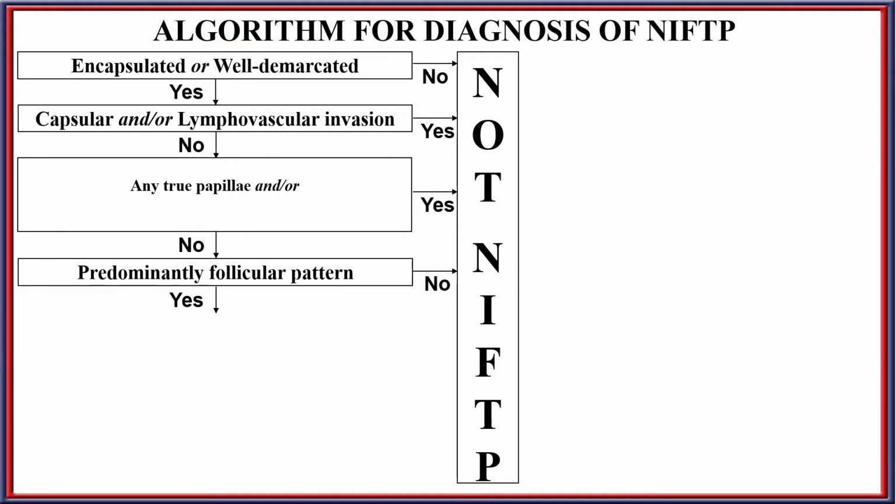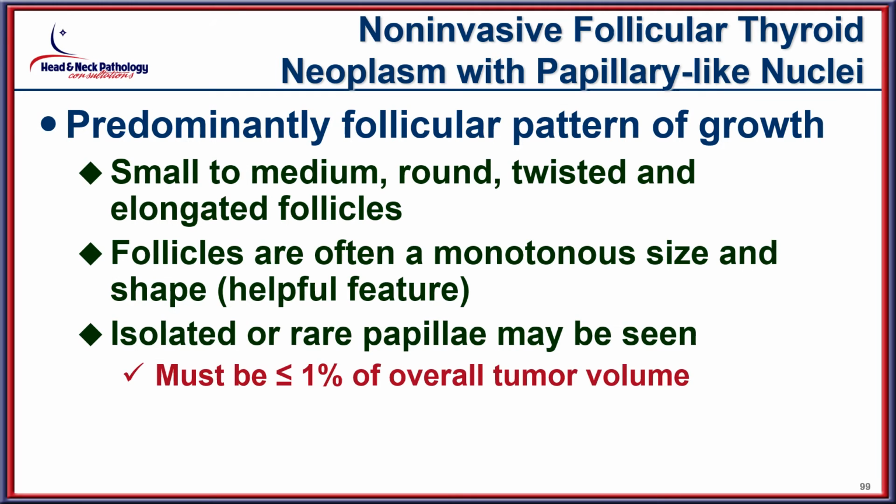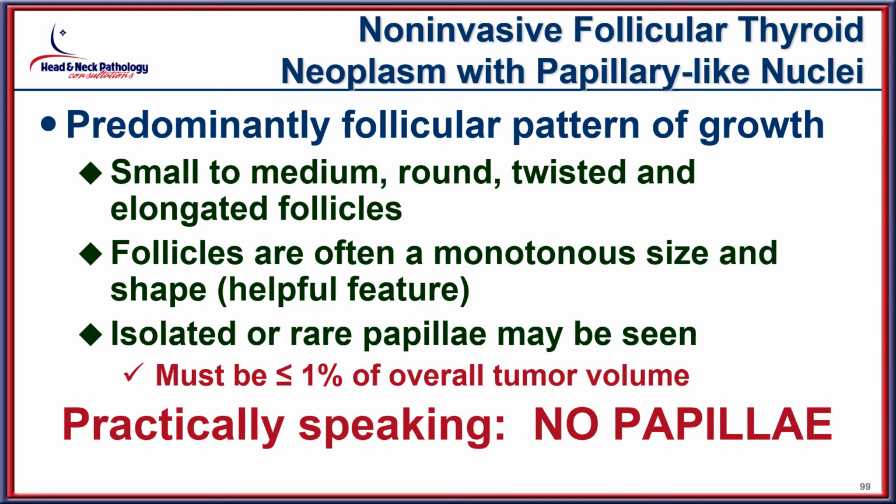So let's now go to the predominantly follicular pattern and the presence or absence of papillary structures. Predominantly follicular pattern means that it really is a very monotonous grouping of small to medium twisted or elongated follicles, with the follicles being quite monotonous one to another. Originally we had said that isolated or rare papillary structures can be seen with less than 1% of the volume, but as we saw publications come out about this topic, we realized that in fact you cannot have any papillary structures present in order to be able to meaningfully place the tumor into this category.